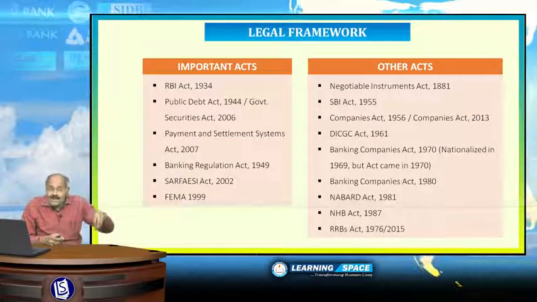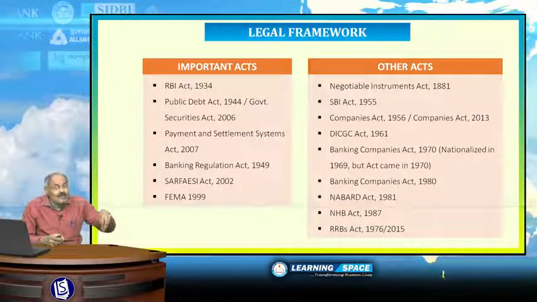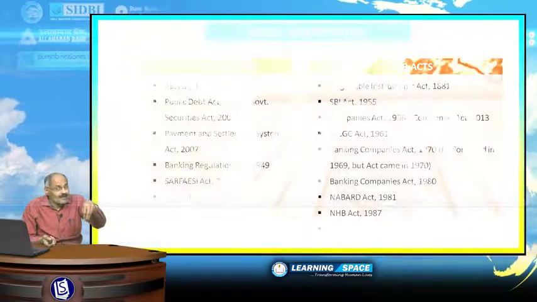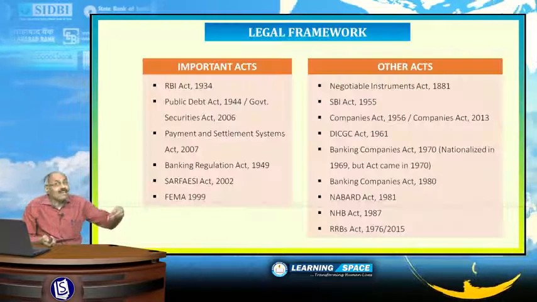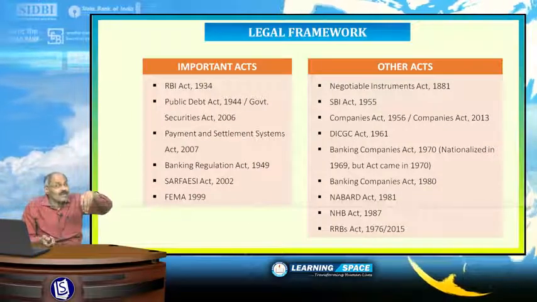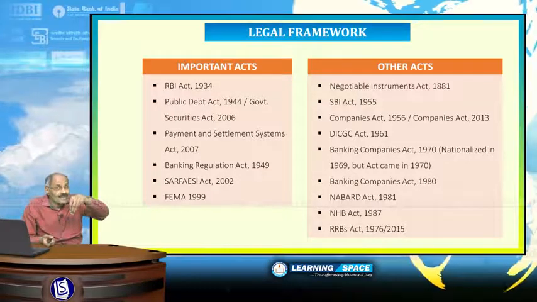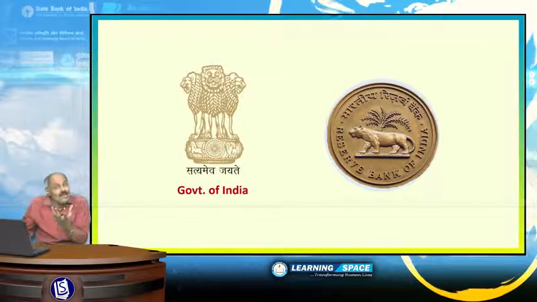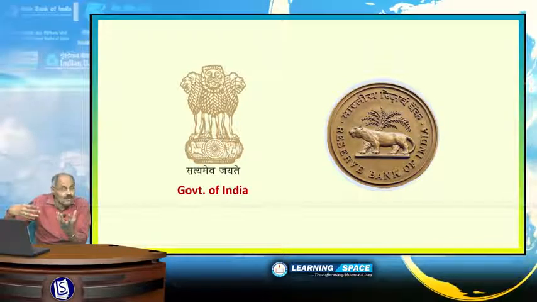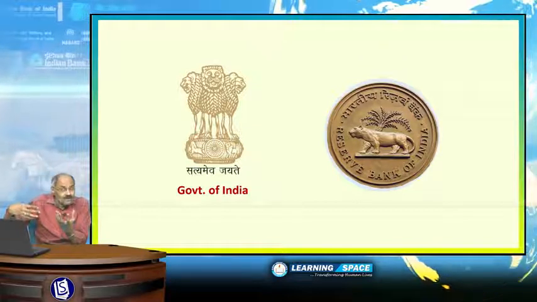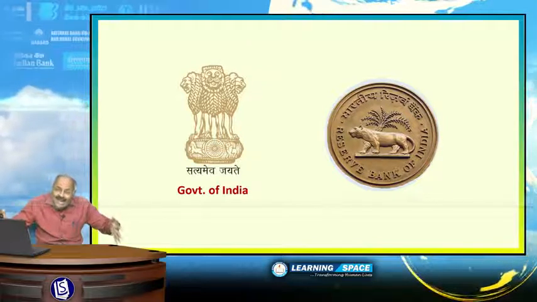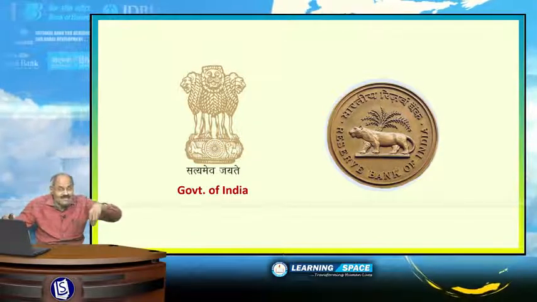And the legal framework, if you look at, under what legal framework is it working? The basic act is the RBI Act of 1934. The Reserve Bank of India basically functions under the RBI Act of 1934. Then comes the Public Debt Act and the Government Securities Act. Public Debt Act means the Government of India takes loans from the public, which is called the market borrowing program. This year the market borrowing program of the central government is 6 lakh crores of rupees for the year 2015-16.